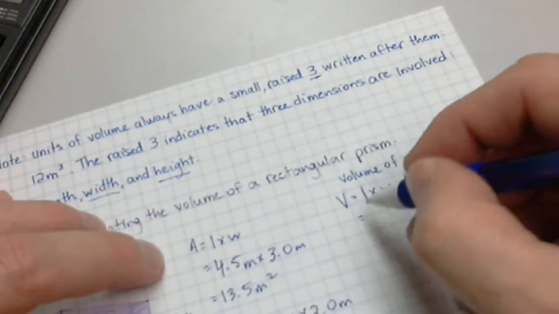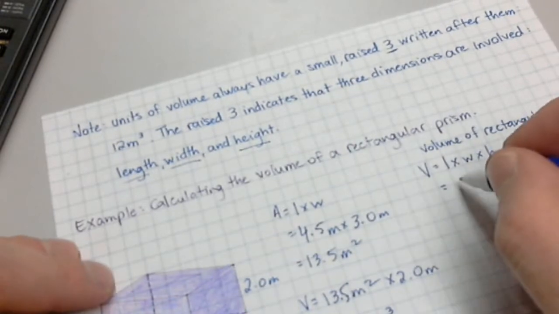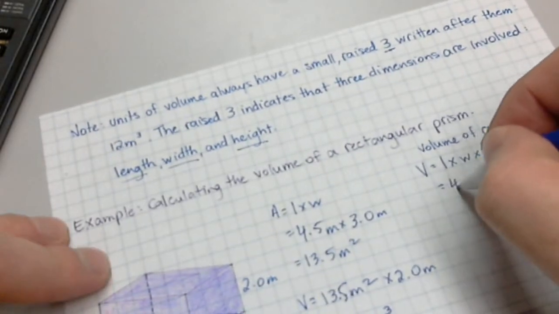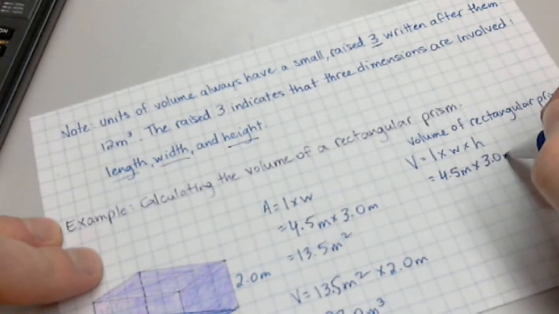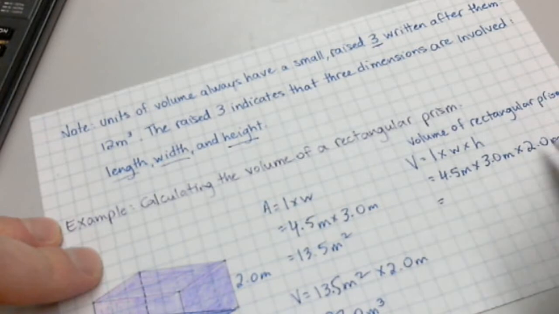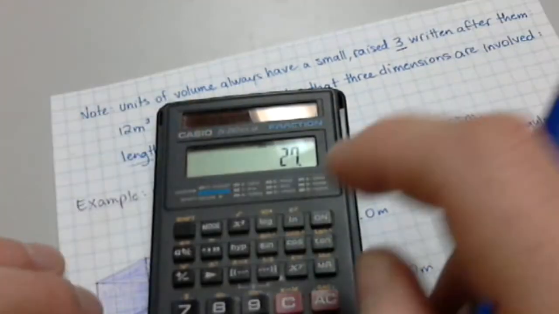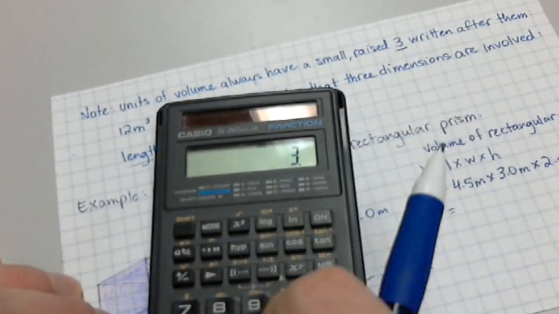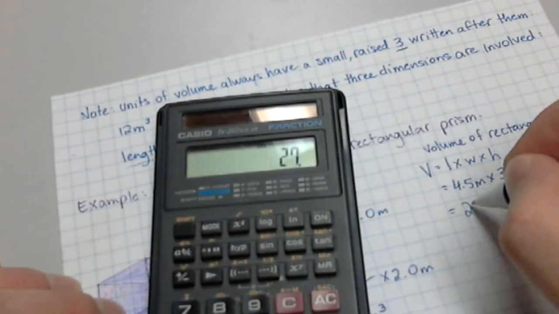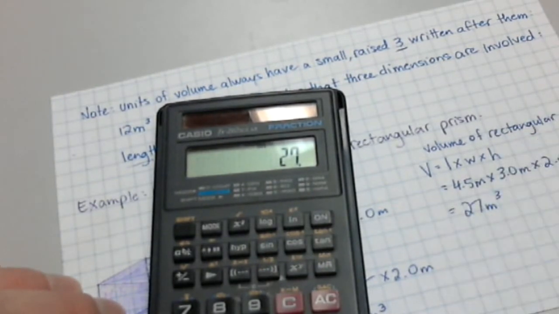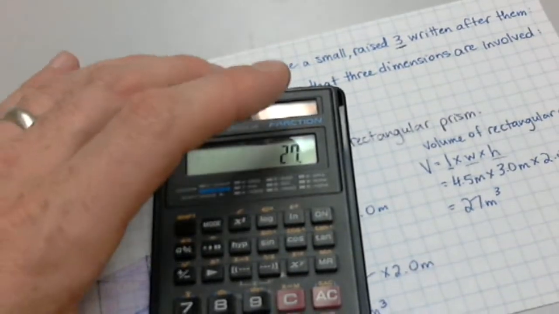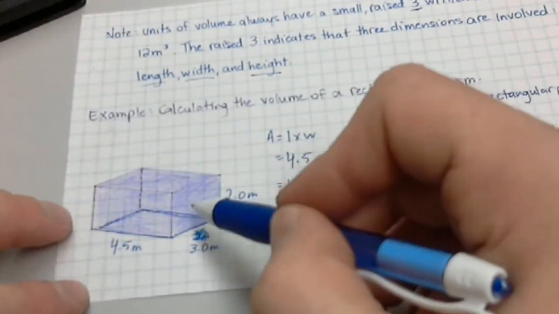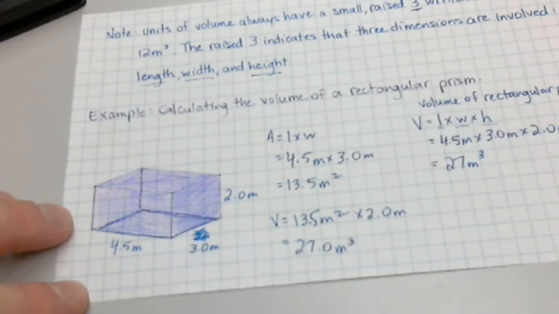Okay, and so once I've written down my formula, I put in my numbers in place of the letters. So I have 4.5 meters times 3 meters times 2 meters. And when I do that multiplication, just to show it to you on a calculator, 4.5 times 3 times 2 gives me 27 meters cubed, again because of the 3 dimensions: length, width, and height. Okay, so that's the volume of this rectangular prism.